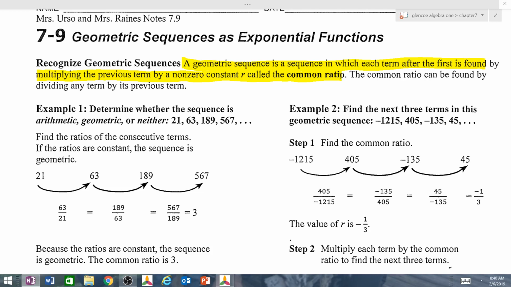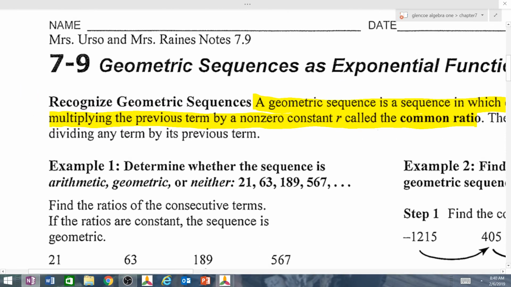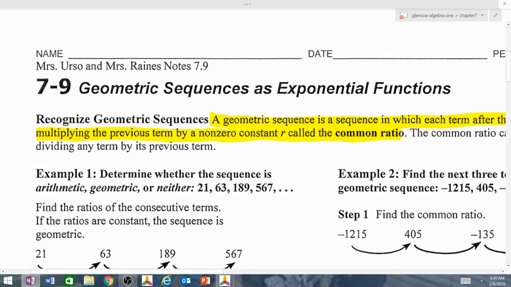So let's look at our first example here. Determine whether the sequence is arithmetic, geometric, or neither. 21, 63, 189, and 567. Feel free to use your calculators if you need to. That one's pretty straightforward. When you have an answer, raise your hand.